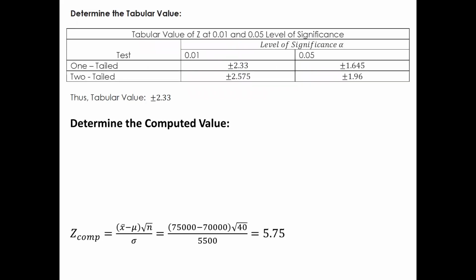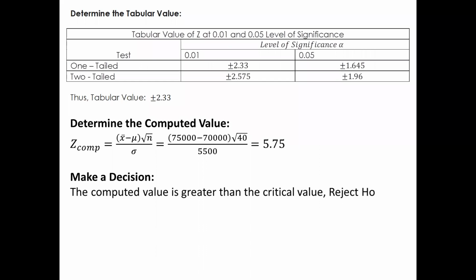So tingnan natin, no? Yan yung mga nais nating patunayan. The computed value is greater than the critical value. Therefore, reject the null hypothesis. So it is not true that the average salary of college dean is more than 70,000. Yung iba, minsan mas maliit pa pala. So conclusion, accept the alternative hypothesis. Because it is not true that the average salary of the college dean is more than 70,000.